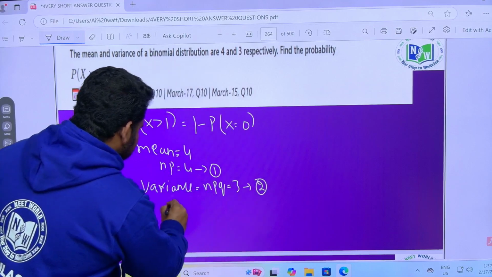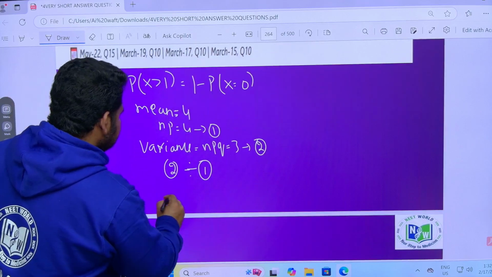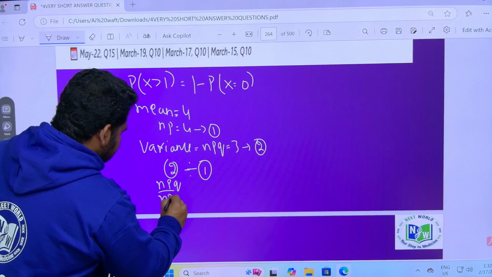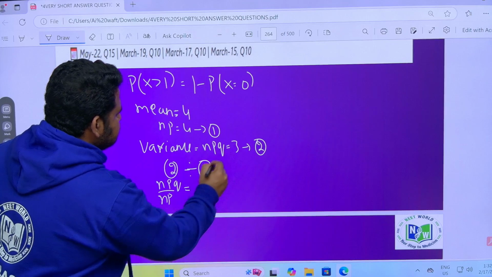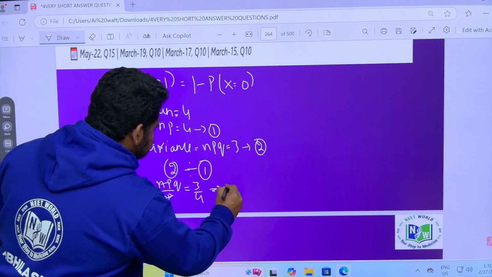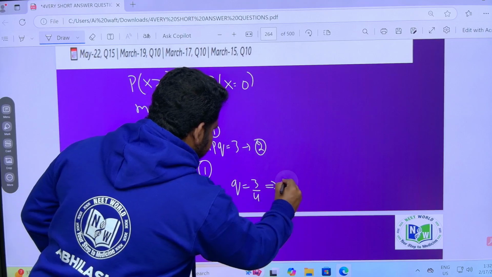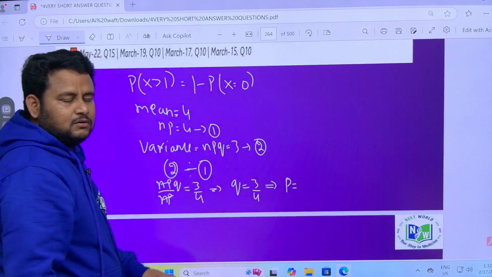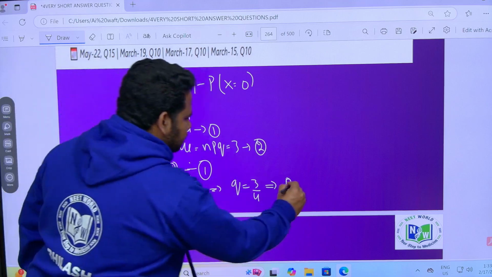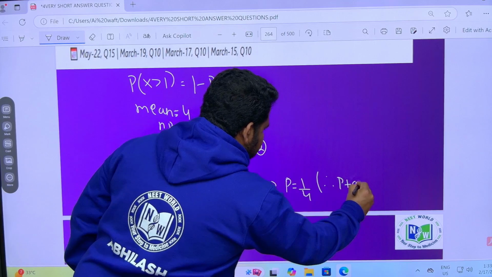So if I do 2 divided by 1, I will get NPQ divided by NP is equal to 3 by 4. So NP cancels. This implies Q is equal to 3 by 4. This implies P is equal to 1 minus 3 by 4, that is 4 minus 3 is 1, so 1 by 4. Why am I taking this? Because we know that P plus Q is equal to 1.